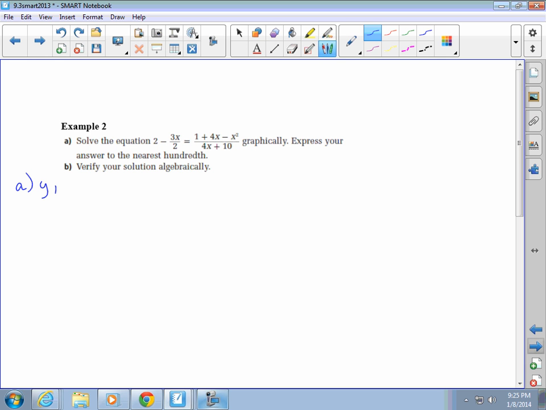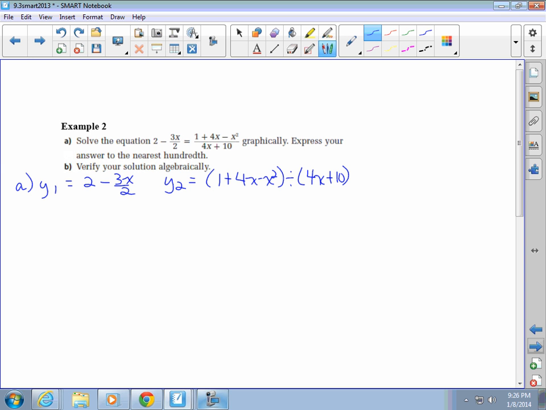you would have y1 is equal to 2 minus 3x over 2 divided by 2. Your y2 is going to be, and this is important, put this in a bracket, 1 plus 4x minus x squared divided by, in bracket, 4x plus 10. Otherwise, if you don't put the brackets in there, your calculator is going to do negative x squared divided by 4x as the only thing that will be the divide, and then it'll just be a plus 10 tacked on there.